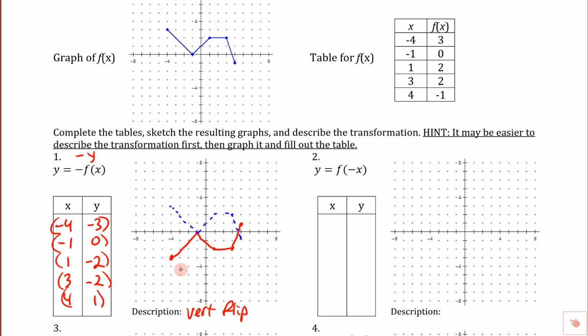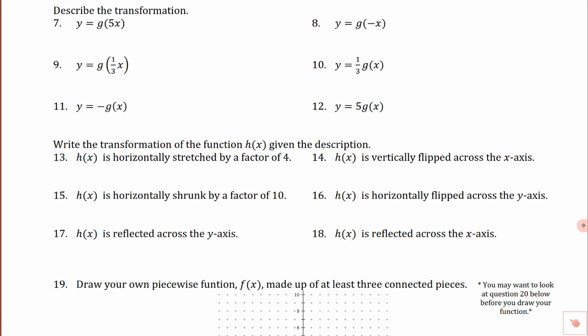Okay? Now, we were going to look at that one, and we were also going to look at number 9 and number 15. So we're on page 2. Here's number 9. We just need to describe the transformation on number 9. So we've got this 1/3 with the x inside the parentheses. That's before. So that's going to be a horizontal change of some sort. So I'm going to write horizontal.